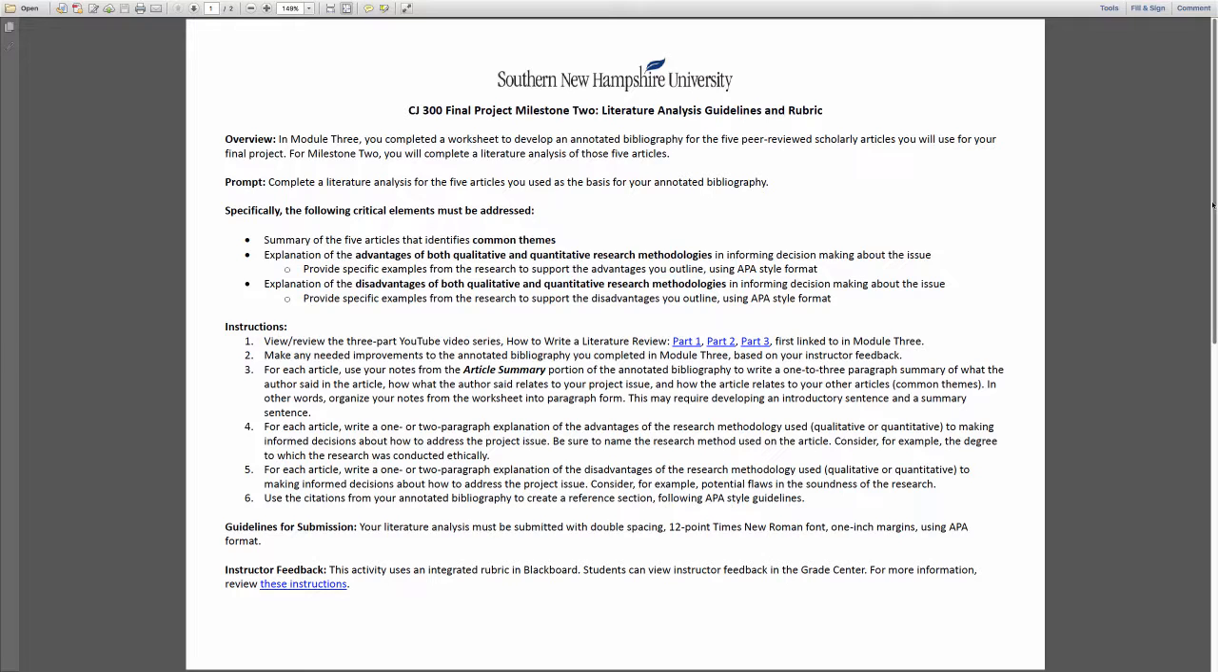You're going to do more than just hit the highlights of it. So you need your 5 articles that identify common themes. What is it that links these 5 articles together, which of course links to your issue? Then you need an explanation of the advantages for both qualitative and quantitative research methodology. Then the next bullet point is you need the disadvantages of both qualitative and quantitative.